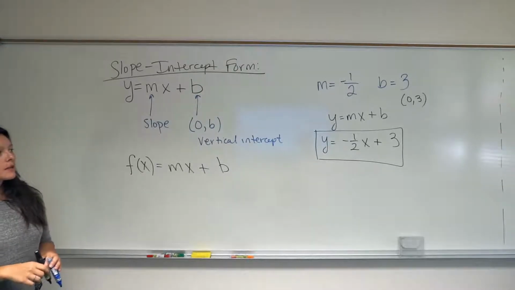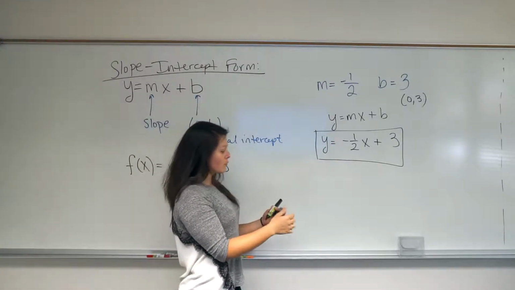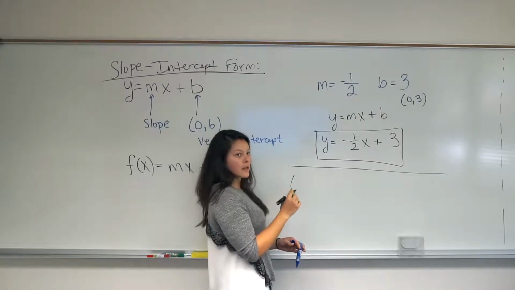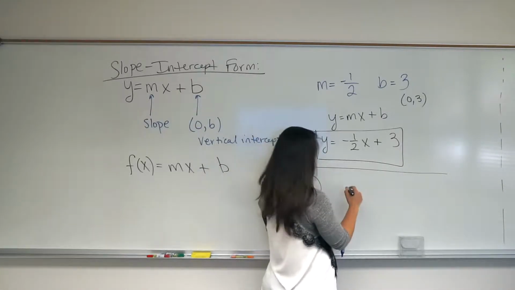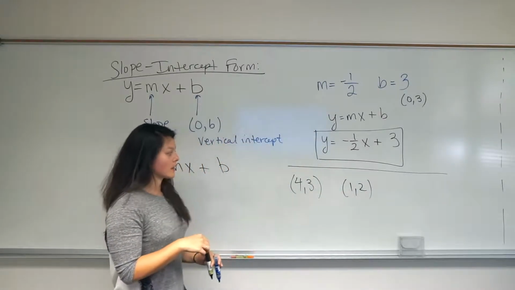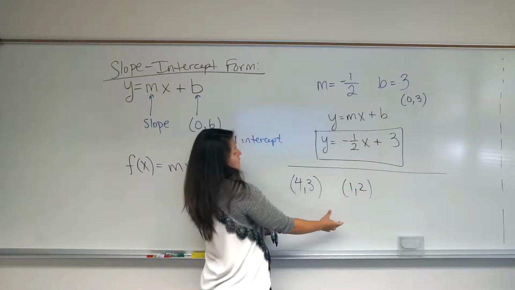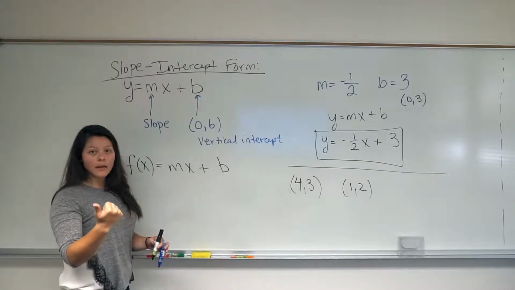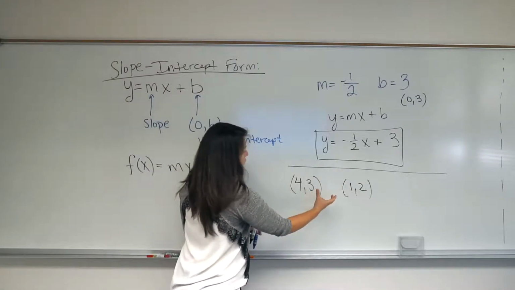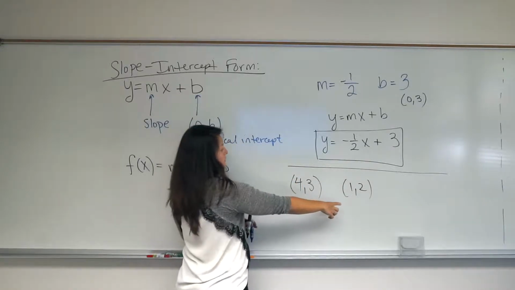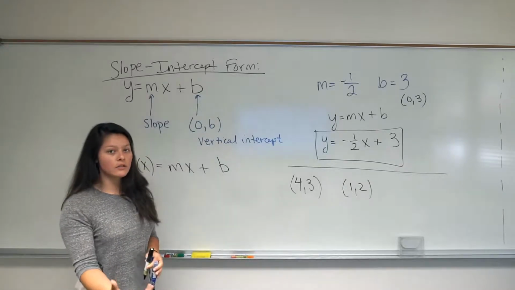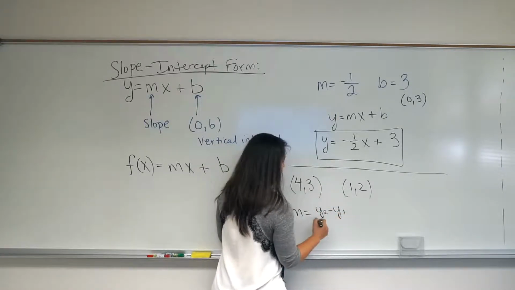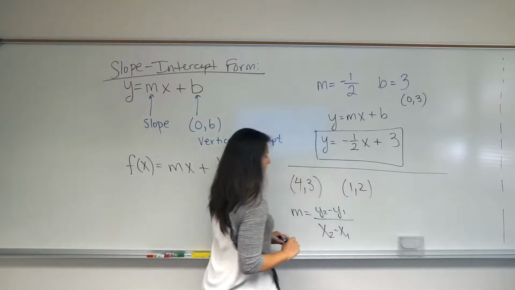Okay, now let's say we're given different information. Let's say we're given 2 points on a line. For example, let's say we're given the points (4, 3) and (1, 2). Okay, so we're told that this line goes through these 2 points, and we want to come up with the equation of the line in slope-intercept form. So what do we need? We need the slope and the intercept. Okay, so if you remember from one of the previous videos, we talked about how to find the slope given 2 points. And that was given to us by m equals (y2 minus y1) over (x2 minus x1).